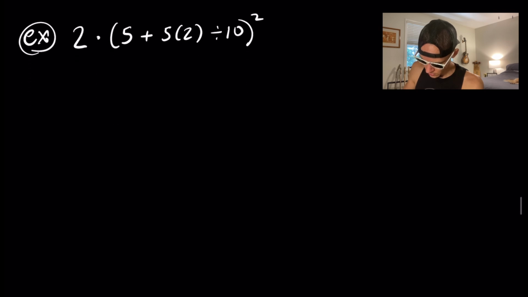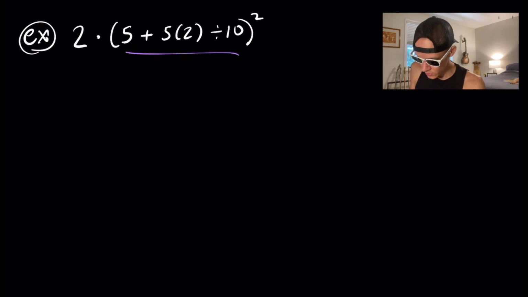All right. I think this is the last one. We'll see. So 2 times 5 plus 5 times 2 divided by 10 squared. Okay. So we'll go look in the parentheses first. And we got addition, multiplication.